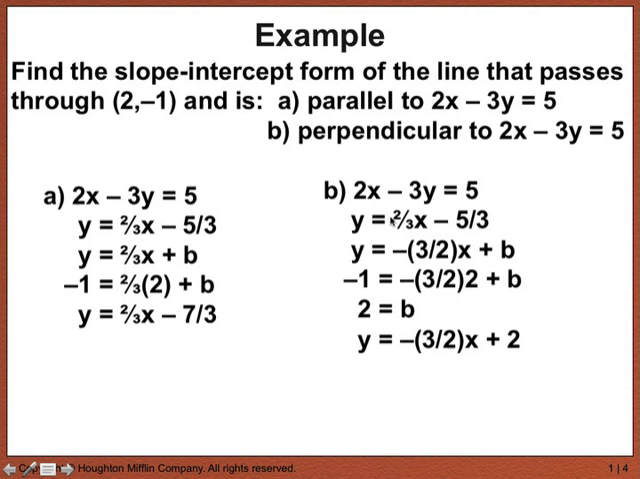Okay, my next step is, since I know that perpendicular lines have slopes which are negative reciprocals of each other, I look at 2/3. I take the negative reciprocal of that, which is negative 3/2. And then I leave b as a variable because I know that the y-intercept will be different. Okay, so the next step then is simply to fill in the information that I know. I put -1 in for y, 2 in for x, and then I solve for b. b is 2. Therefore, the final answer is y equals negative 3/2 x plus 2. That is a line in slope-intercept form that is perpendicular to the line 2x minus 3y equals 5.